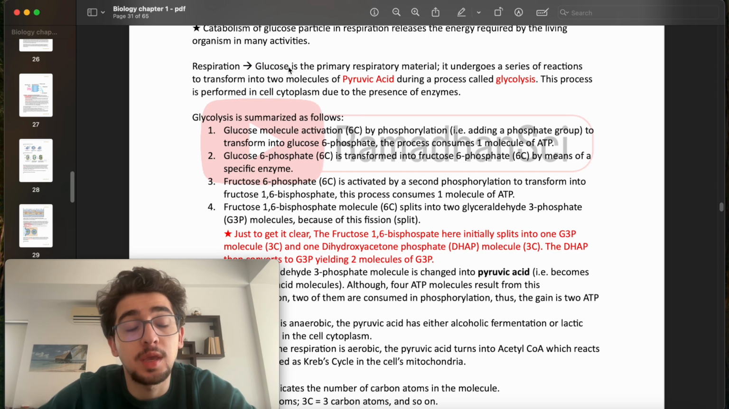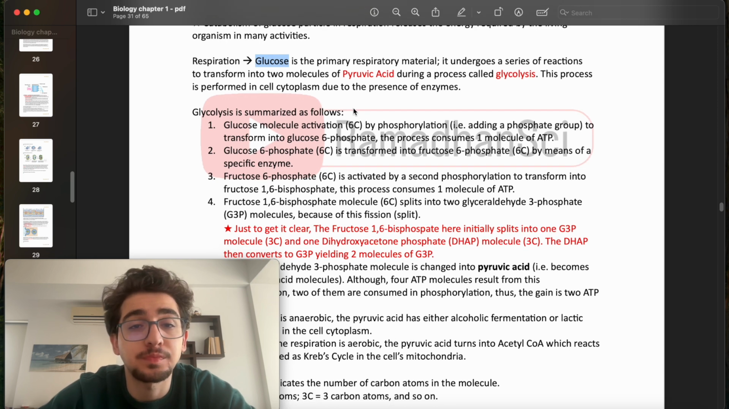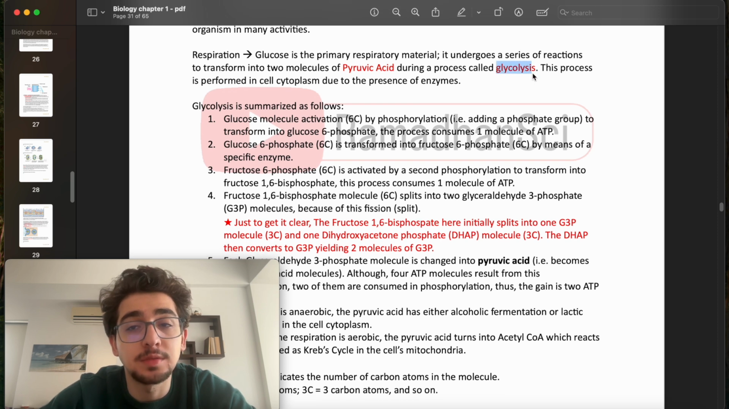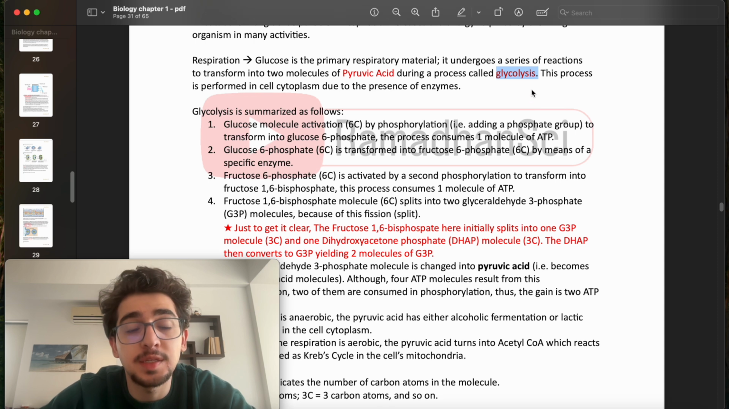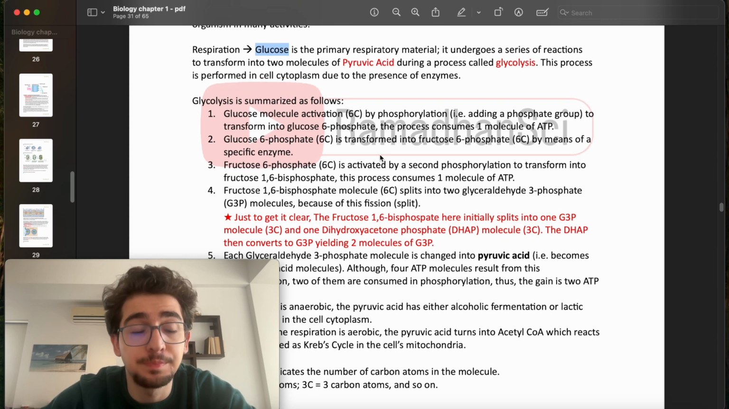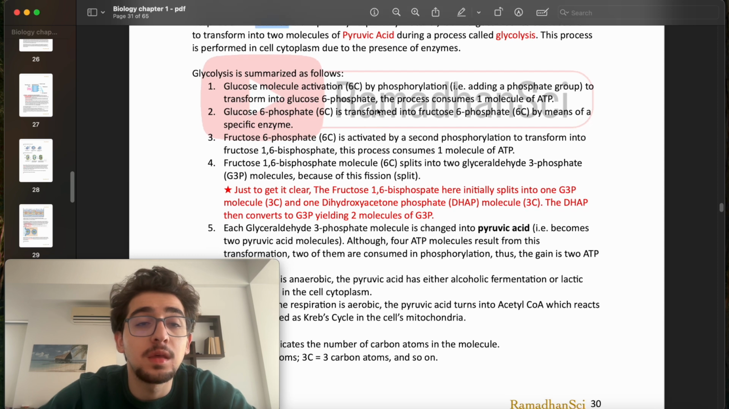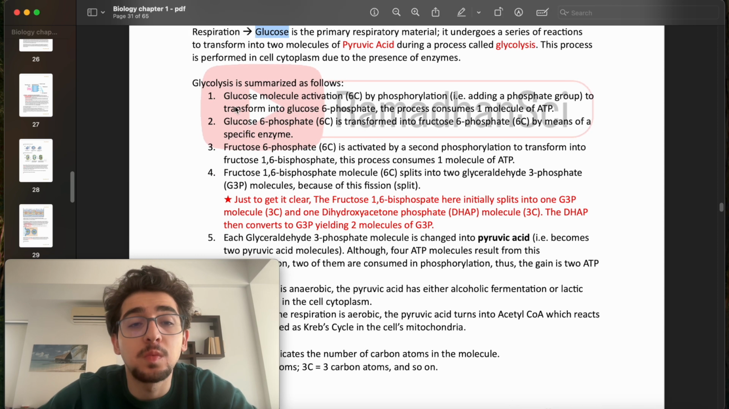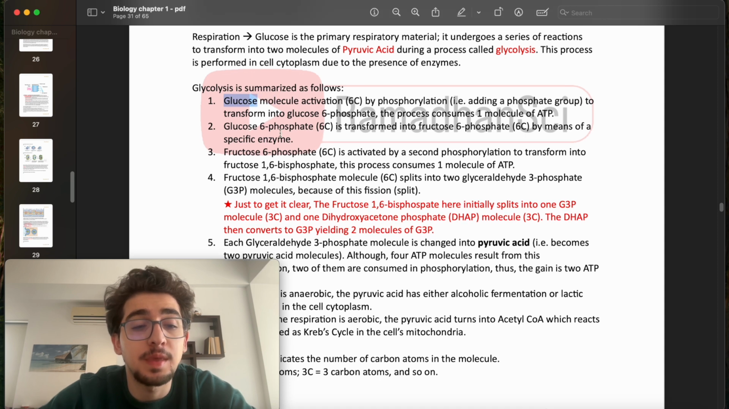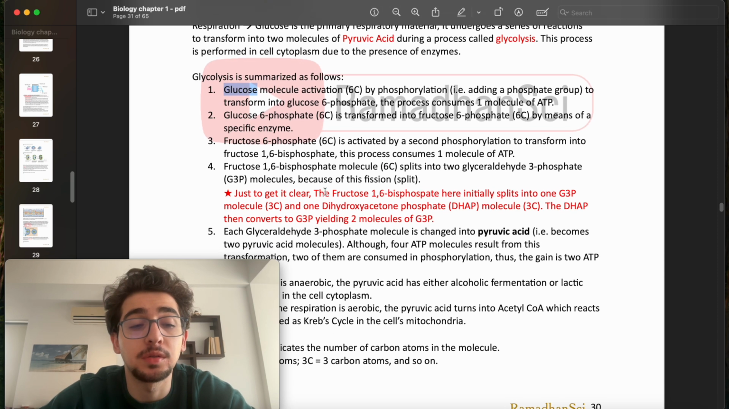Because glucose can undergo a series of reactions to transform into pyruvic acid, and the process we call glycolysis. Now, glycolysis is a catabolic process, meaning a breakdown process. So in this process, I'm breaking down sugar into other molecules in order to obtain the energy from it. So we will start from the glucose molecule, the simple main source of energy.